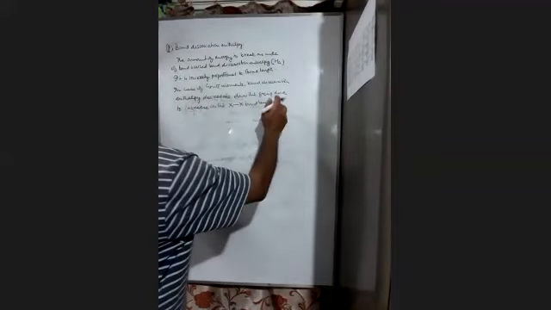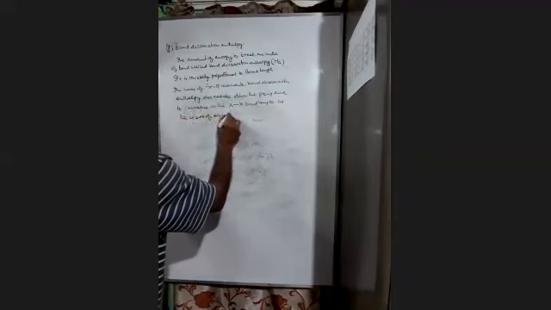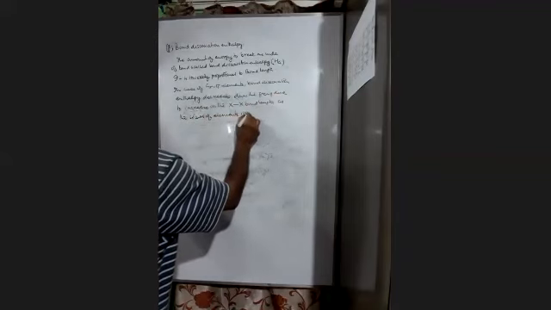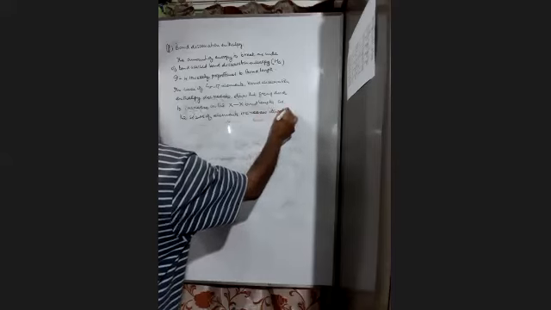Why? As the sizes of elements increase down the group. But here also one mystery is there. Right now here, an exception that is important. First I'll explain, then I'll write.